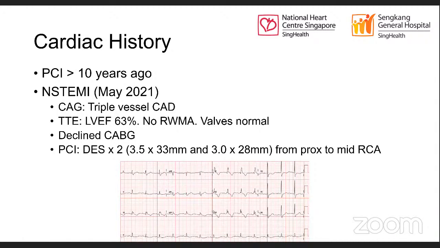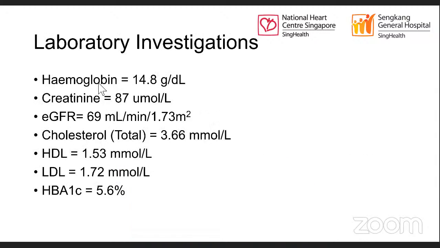He preferred PCI, and we actually did a PCI to the right side. 2 stents were put in, 3.0x33 and 3.5x33. And these are his labs. The labs are essentially normal, with normal hemoglobin and normal renal function. Lipids are well controlled with statins. Next slide.